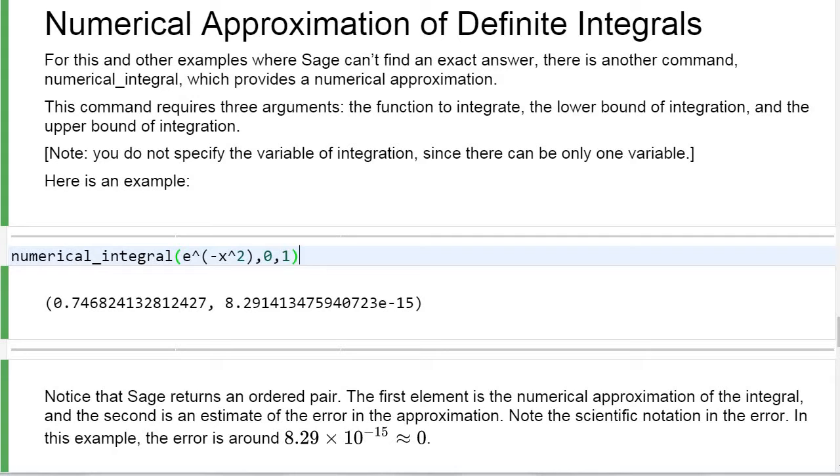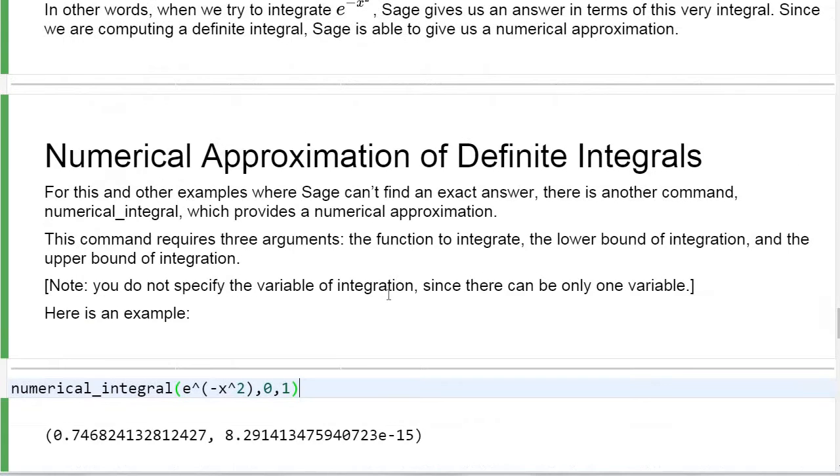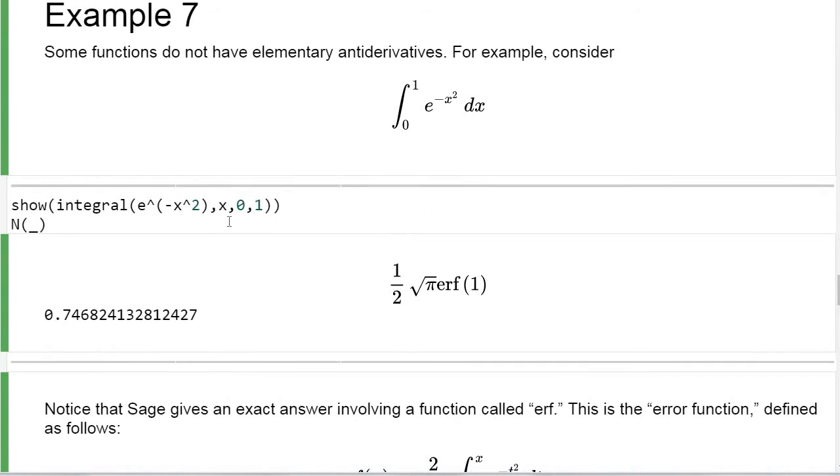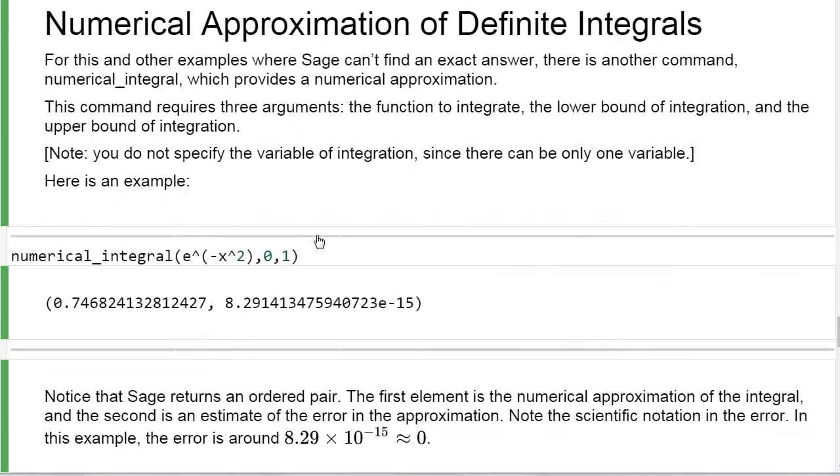So you cannot put in the comma x. Even if you try, you'll actually get an error, so you must leave it out. Up here, the regular integral command, if you leave out the comma x, it might give you a warning, but it probably will do it anyway, especially if there's only one variable, and especially if it's x, though it's good to be in the habit of specifying the variable of integration explicitly. But here you must leave it out.